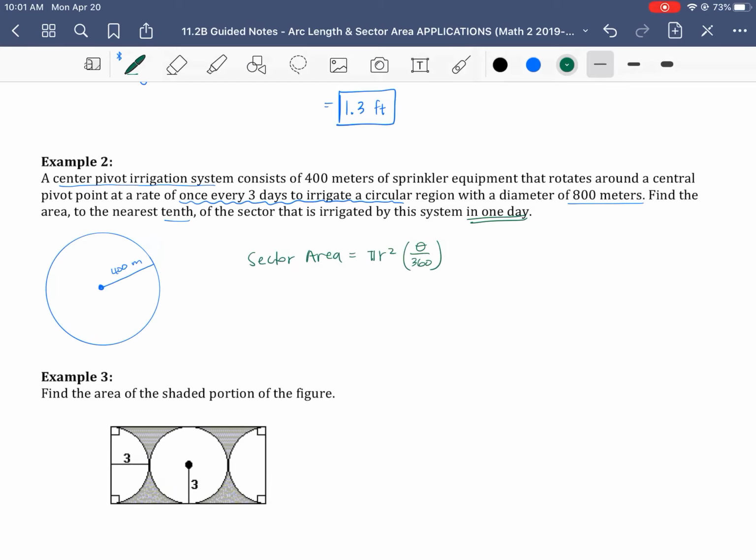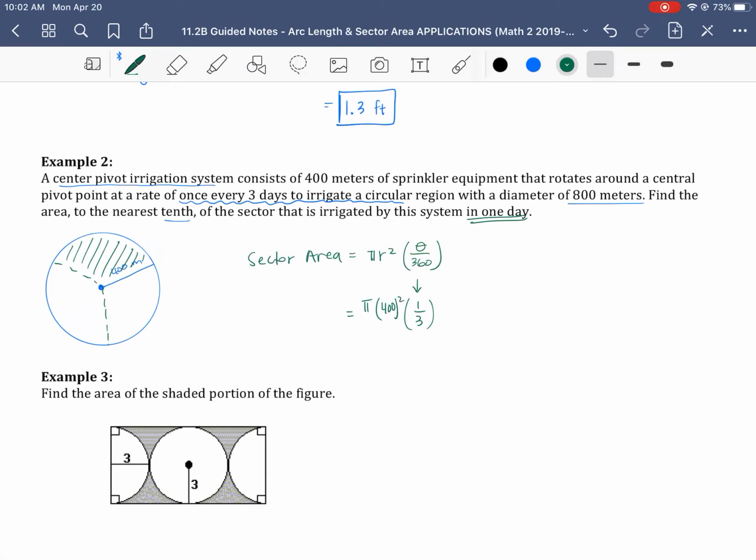So how far would it get in 1 day? Well, it would go a third every day. So the first day it would make it a third of the way around, the next day another third of the way around, and then in 3 days it's going to make it all the way. So essentially we're finding a sector right here, and it's going to be a third. So we could find that angle measure, or again we could just say a third of the area, and the area is pi r squared.